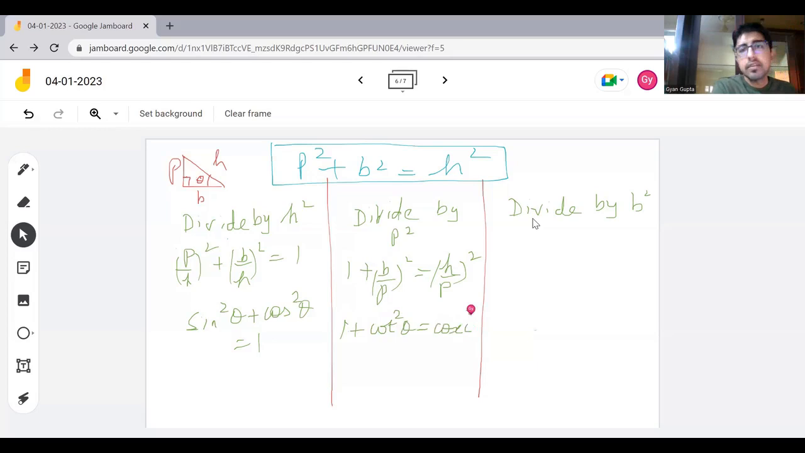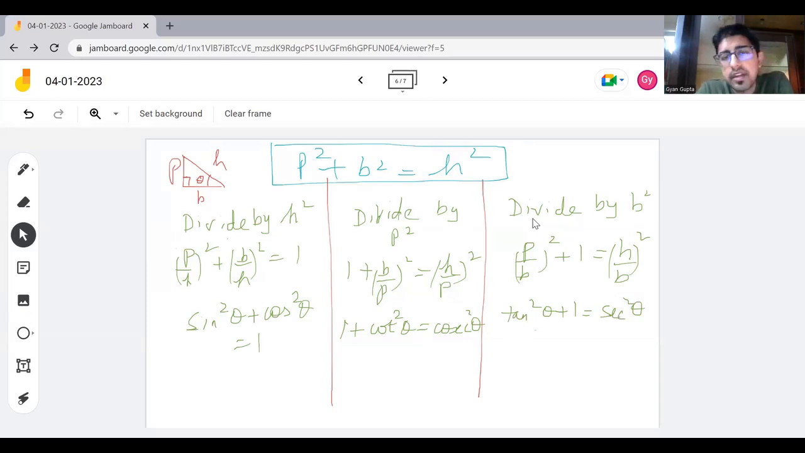Same way, when I divide by b square, I have b by b the whole square plus 1 is equal to h by b the whole square. And again, p by b is tan theta, h by b is inverse of cos, which is secant theta. Tan squared theta plus 1 is equal to secant squared theta. These are the three trigonometric identities that have hounded most of the students in class 10.